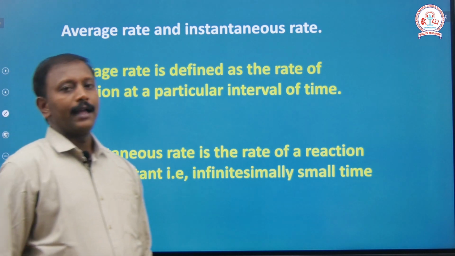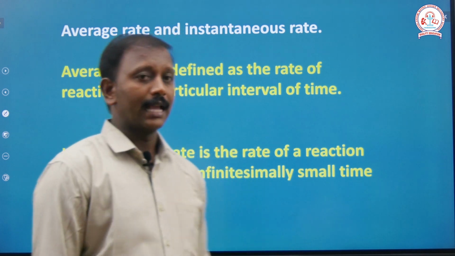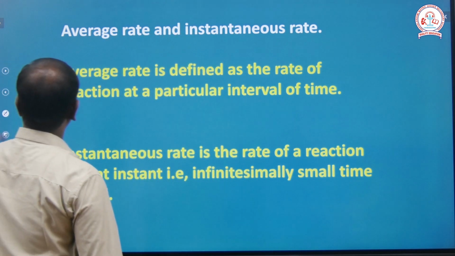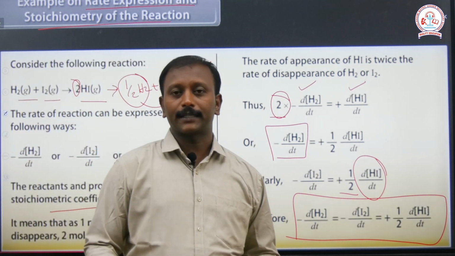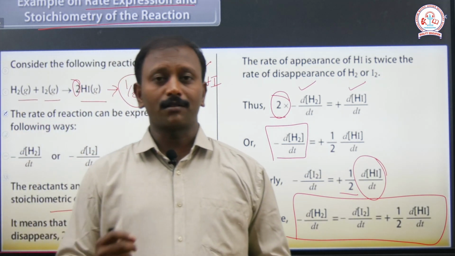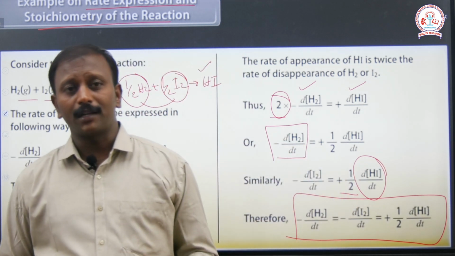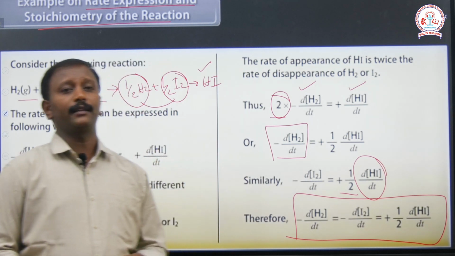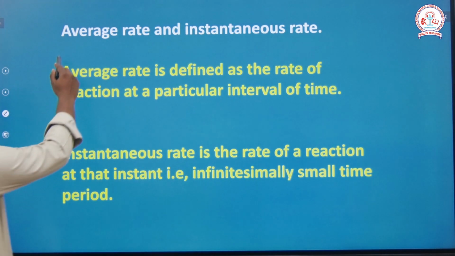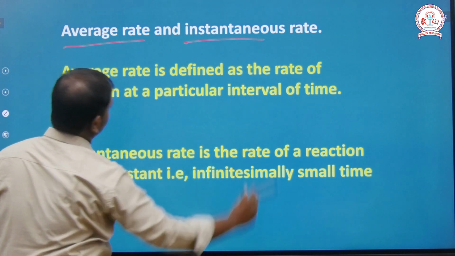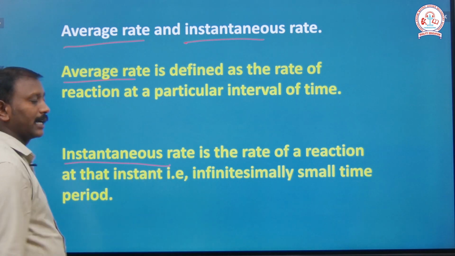Simply we say average rate of reaction and instantaneous rate of reaction. In the previous part we discussed rate expressions and the rate of a chemical reaction, and how we find the stoichiometric relations. Next we are going to see the average and instantaneous rate of the reaction. What is meant by average rate and what is meant by instantaneous rate?